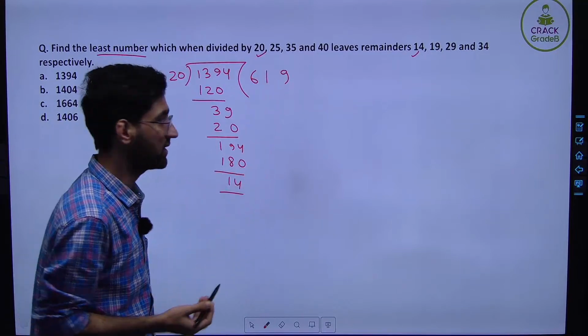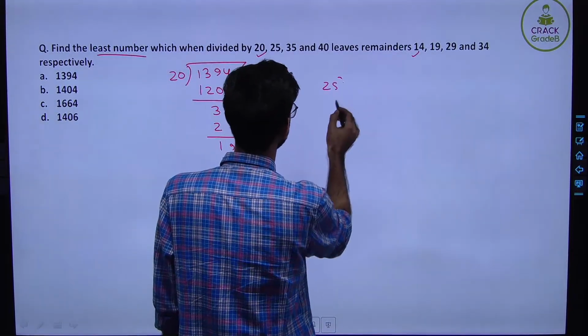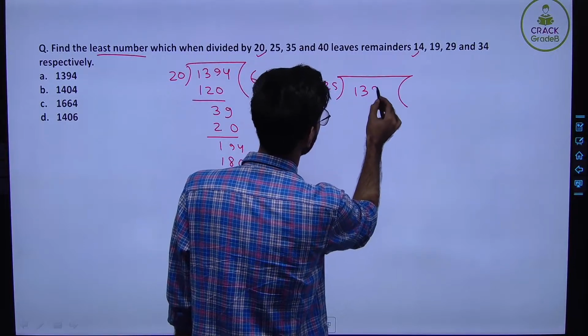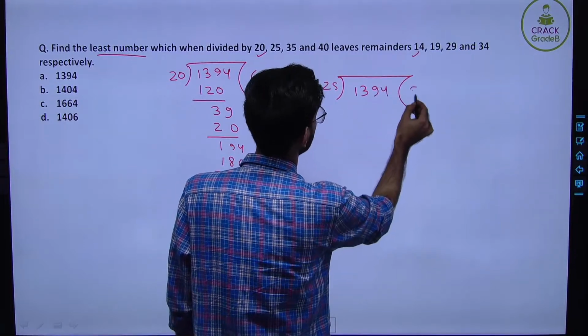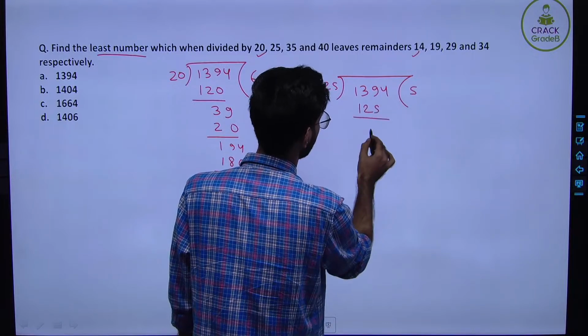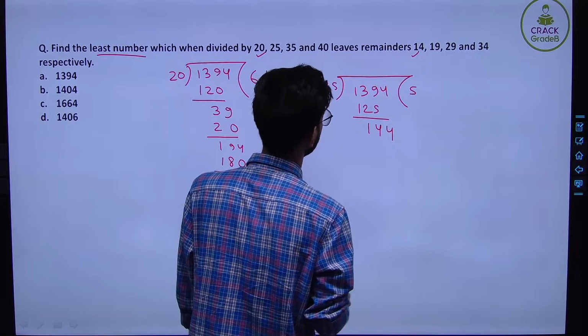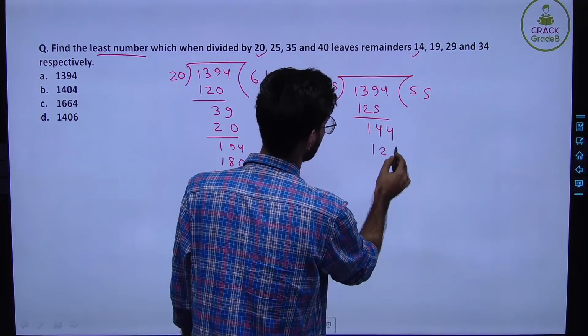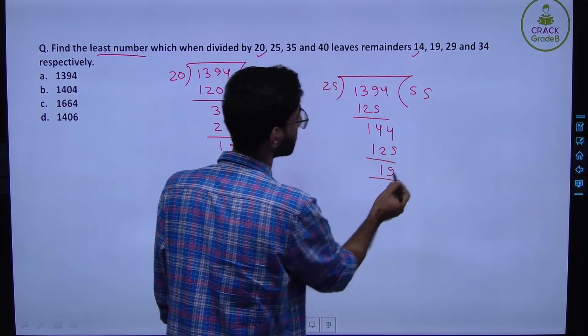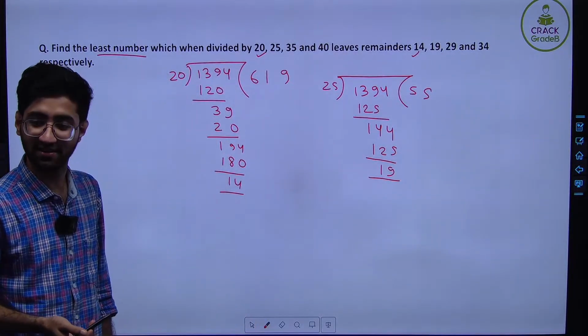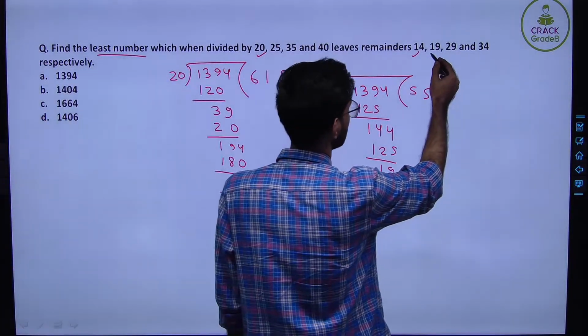Let us check for 25. Let us divide 1394 by 25. 25 into 5 is 125, right? Then 25 into 5 is 125. See, we have got remainder 19. We have got remainder 19.